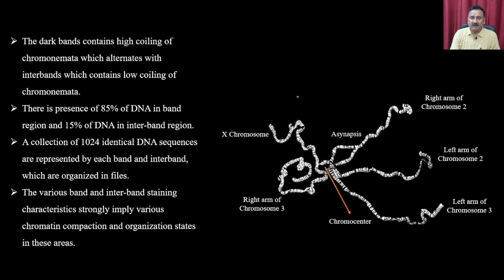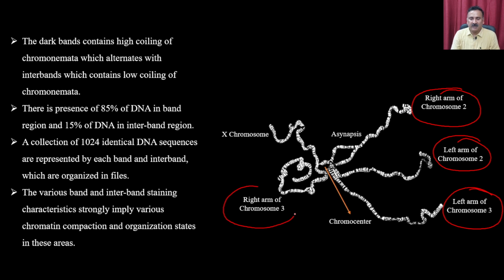So, this is a specific polytene chromosome where you have the right arm and the left arm. Within the left arm you have the left arm of chromosome 2 and the left arm of chromosome 3. Similarly, you can have the right arm of chromosome 3, and within this place you have the centromere, where you have the divergence, and that is how you have the X chromosome and Y chromosome and so on.